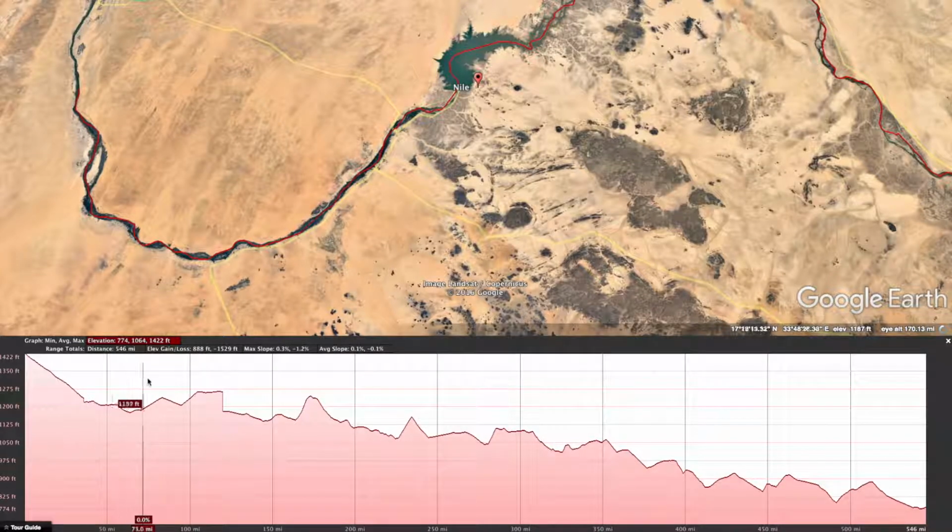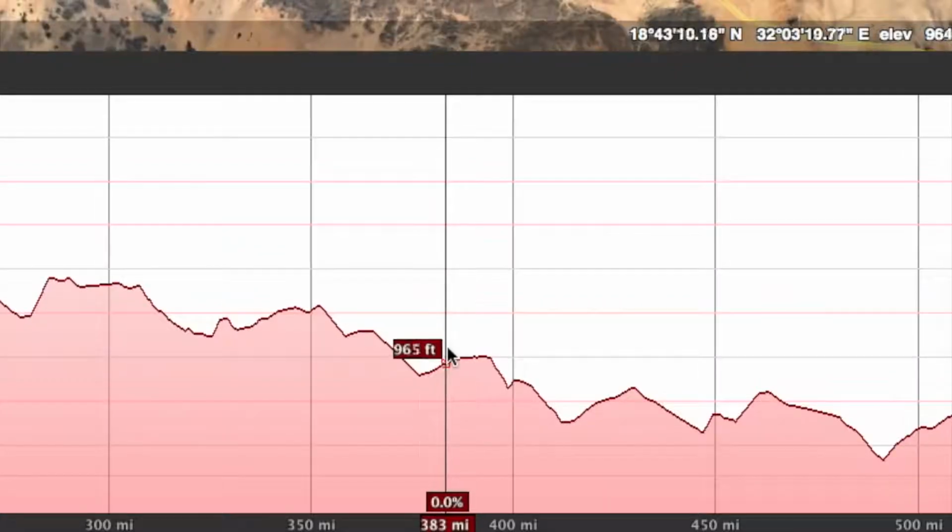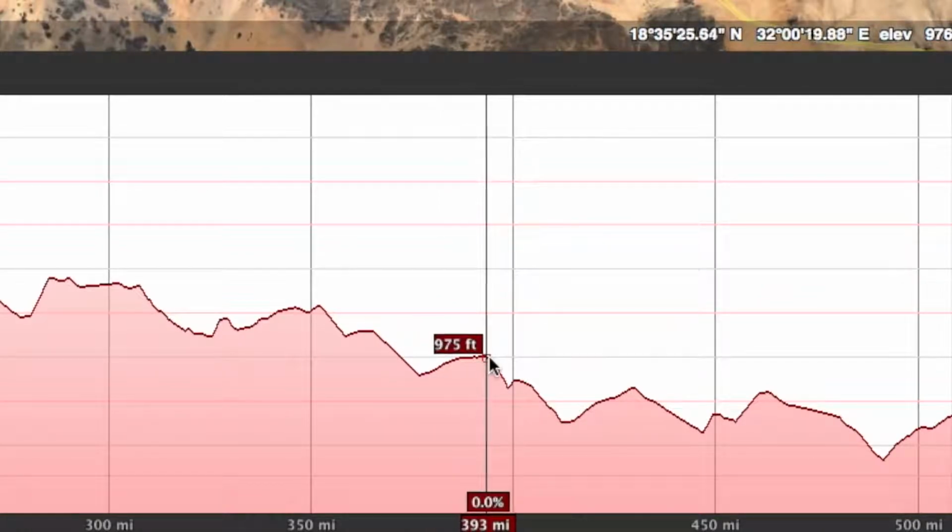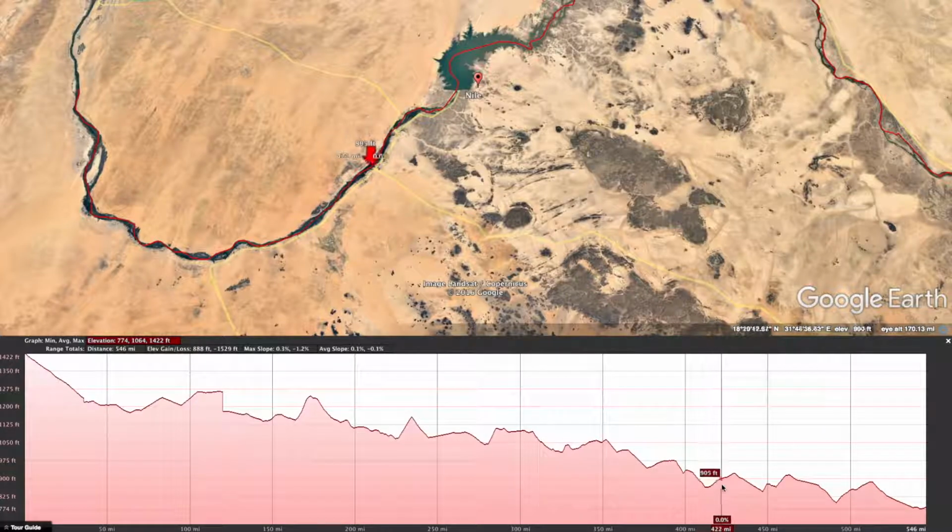So let's see if we can follow the arrow. And sure enough, right here is basically the peak of the dam. And then we see a major drop off immediately after it passes over. And the river continues to flow.